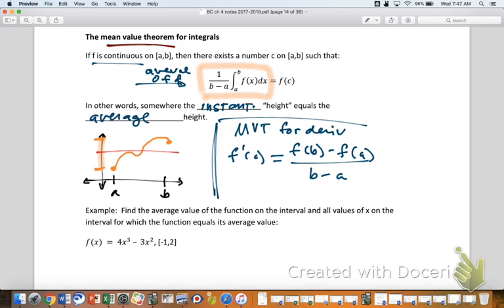So, yeah, I don't know. What do you think, Jeff? The integral from a to b of f of x equals f of b minus f of a.